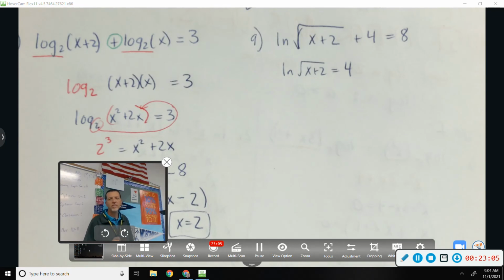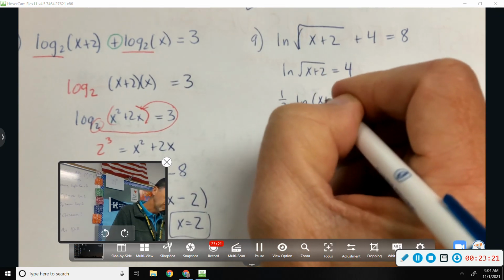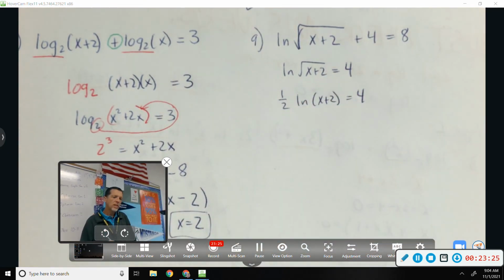You can do the fishhook thing by adding the e to the 4. I don't want to fishhook yet. You can make it 1/2 and then pull it forward. I'm going to do 1/2 natural log of x plus 2, because the square root is the same thing as the power of a half. If you fishhooked it, you would still end up at the same answer. It would just be a little bit harder to get there.